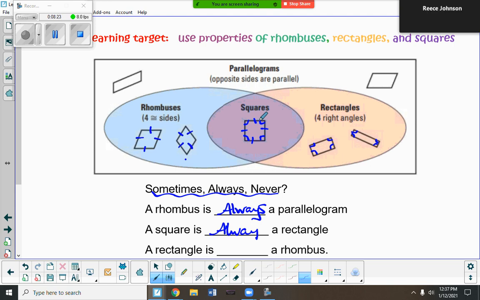No. Can it have four congruent sides, a rectangle? When does it have four congruent sides? When it's a what? Yes, when it's a square, then a rectangle is a rhombus. So here you would say sometimes. Okay, when it's a square.